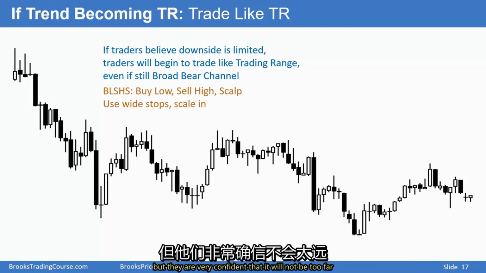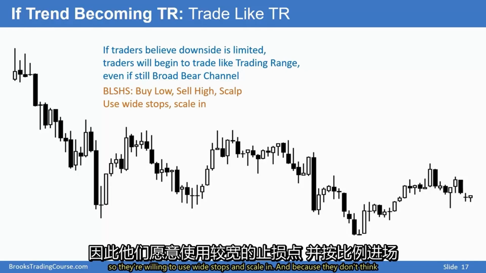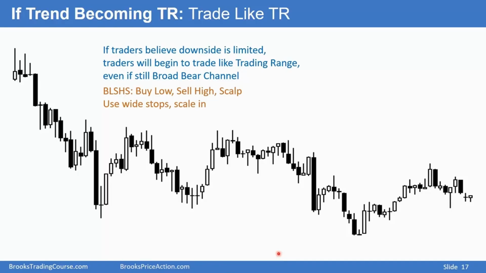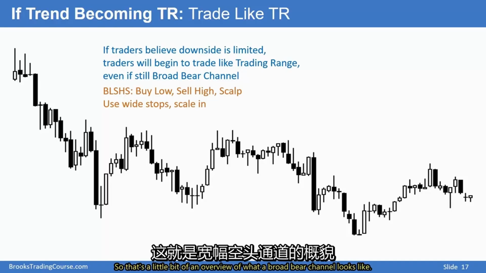Traders are never really certain where the top and bottom of the range will be, but they are very confident that it will not be too far. So they're willing to use wide stops and scale in. And because they don't think the market will go very far up or down, they take quick profits. They scalp.